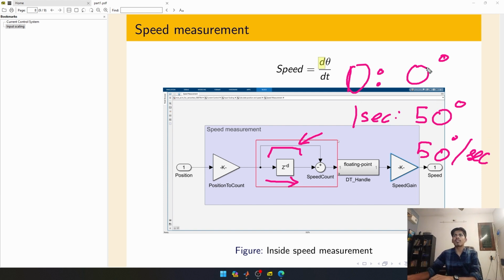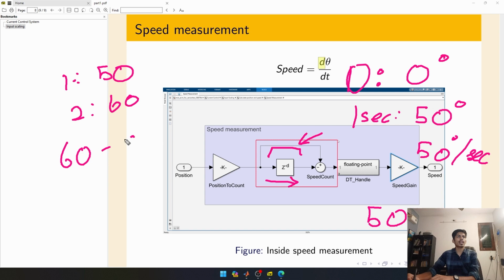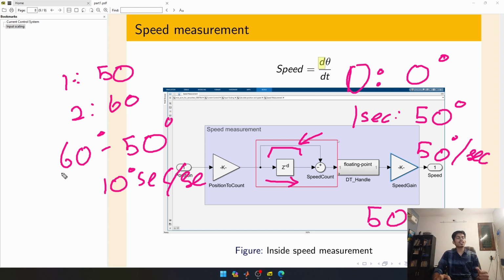So what we did is 50 minus 0. For example, at 1 second the rotor is at 50 degrees, and at the next second the rotor is at 60 degrees. How quickly this has changed is 60 minus 50 degrees in 1 second, so 10 degrees per second. This is how we calculate the speed. We are subtracting the previous position from the current position. That is what is happening here.